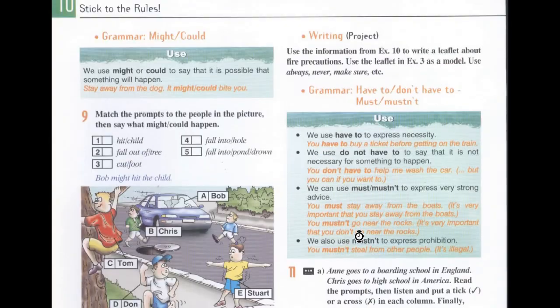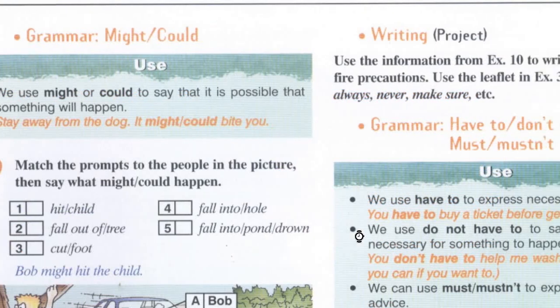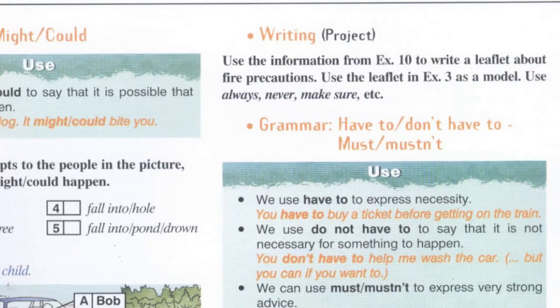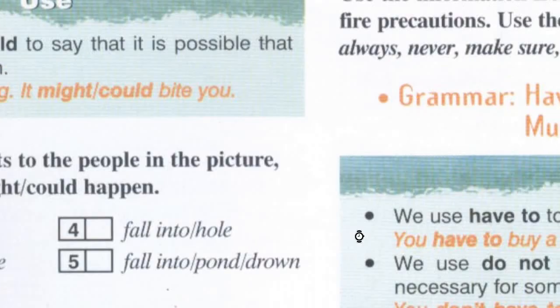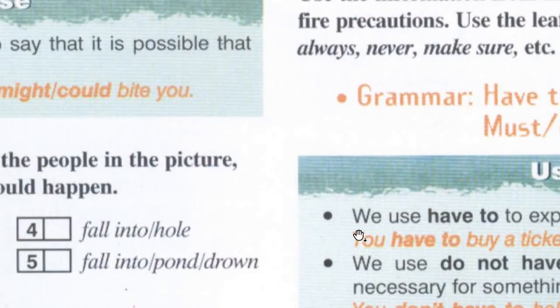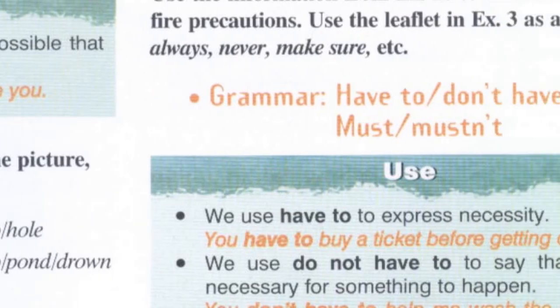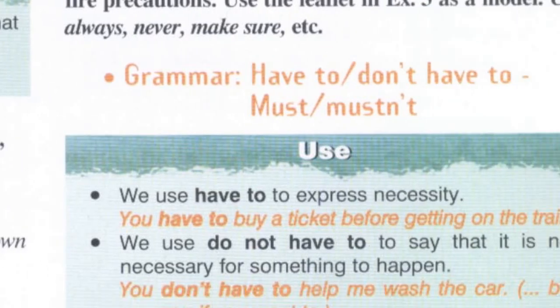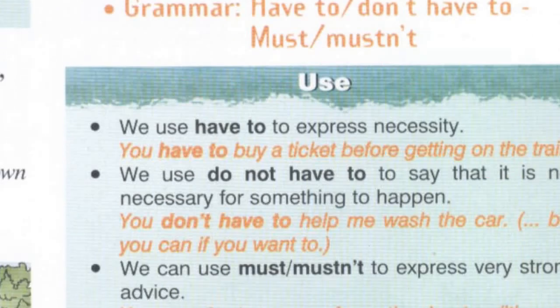And in this page we have another grammar. Let's look at the grammar in this page. Page number 72, another grammar, and it's about have to, don't have to, and must, mustn't. Have to, don't have to, must, mustn't. Look at the differences in this part.